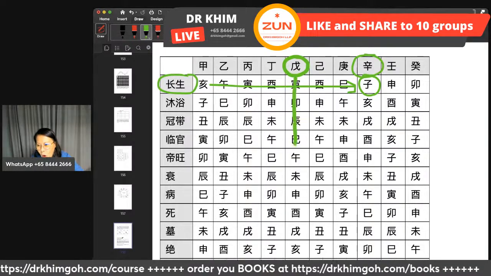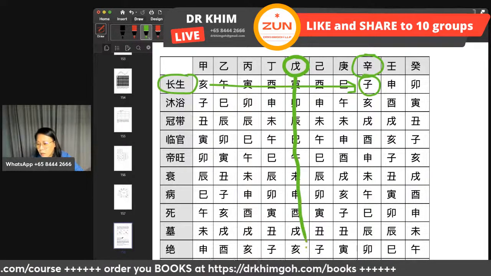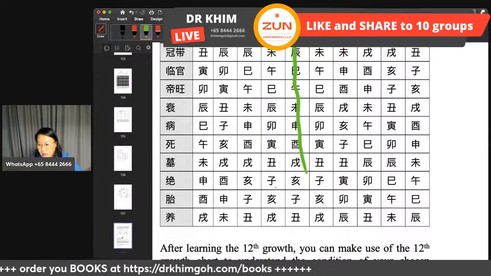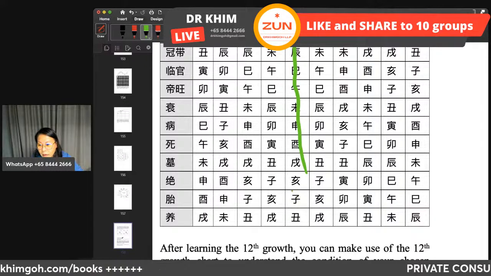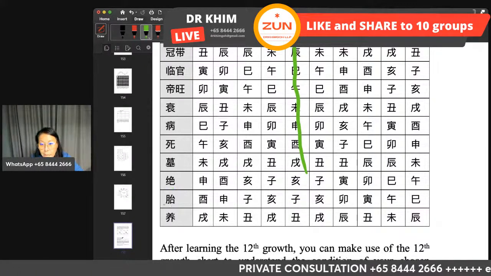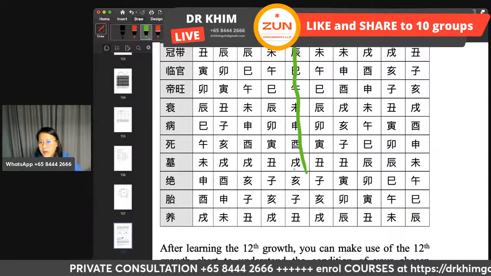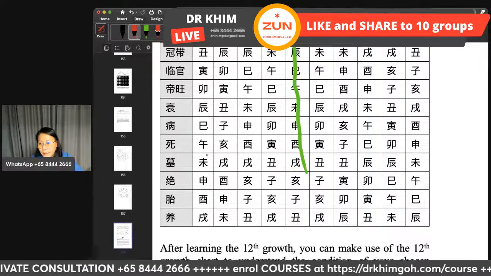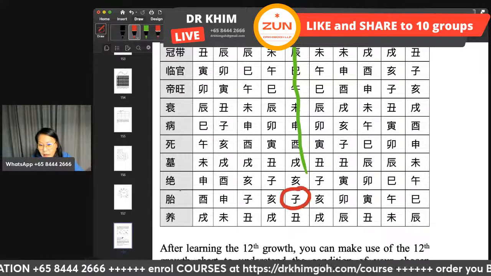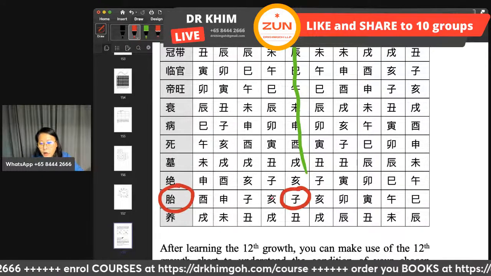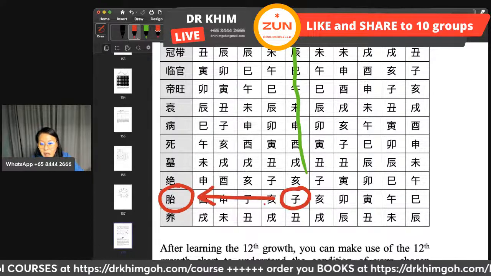So we got to scroll all the way down to look for the zi. Oh, zi. Zi is tai. Right? Can you see the zi? Right, at the tai. So, the money sits in the zi palace, which is a tai.